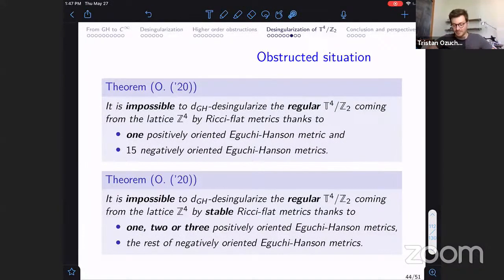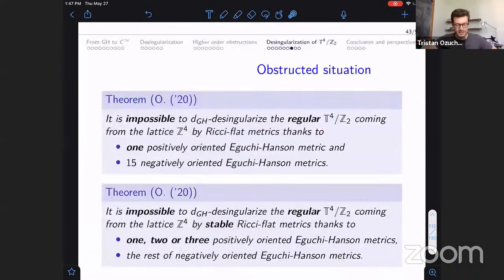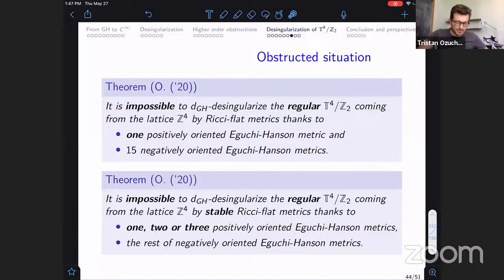So maybe it might not be satisfactory that it only indicates "almost all" instead of just everything. So I just gathered some partial results that you can also show, which is that it's impossible to desingularize the regular torus, coming just from the usual lattice Z^4, by one positively oriented Eguchi-Hanson and the rest of negatively oriented Eguchi-Hanson metrics. That's impossible to do.